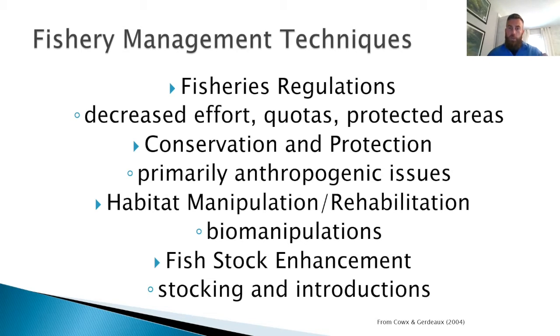Some of the things that we do to manage our fisheries include things like regulatory controls. We think about reducing effort, and talk about increases or decreases to quota, establishing protected areas. We can also look at conservation and protection, and primarily source those through anthropogenic issues, right? We're trying to manage or mitigate human-based threats. And then we can look at habitat manipulation or rehabilitation, including things like dam removals and that type of thing. And then finally, we can look at actual fish stock enhancement.